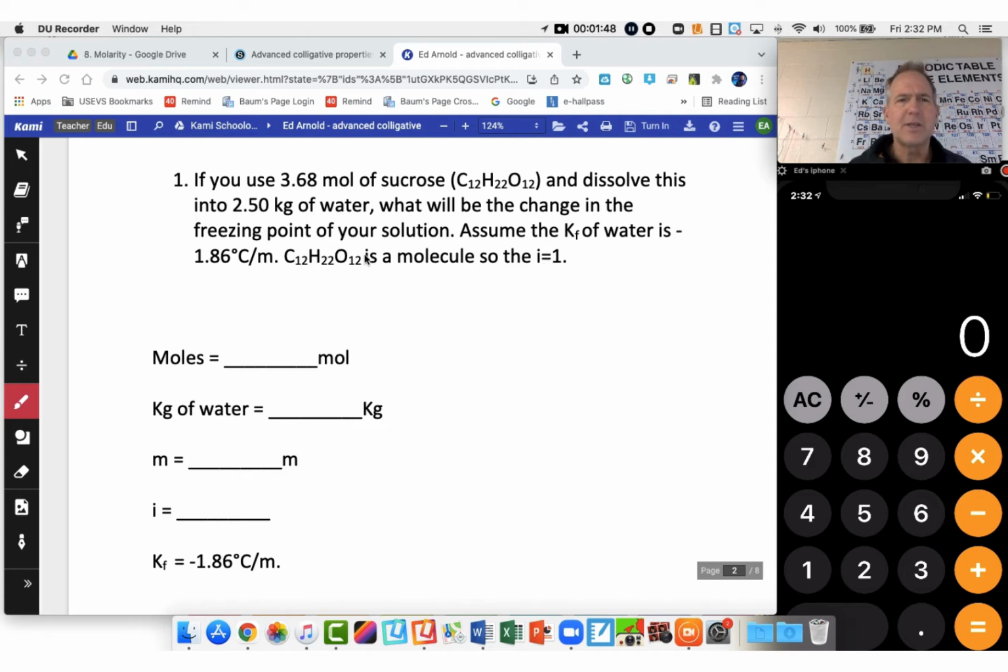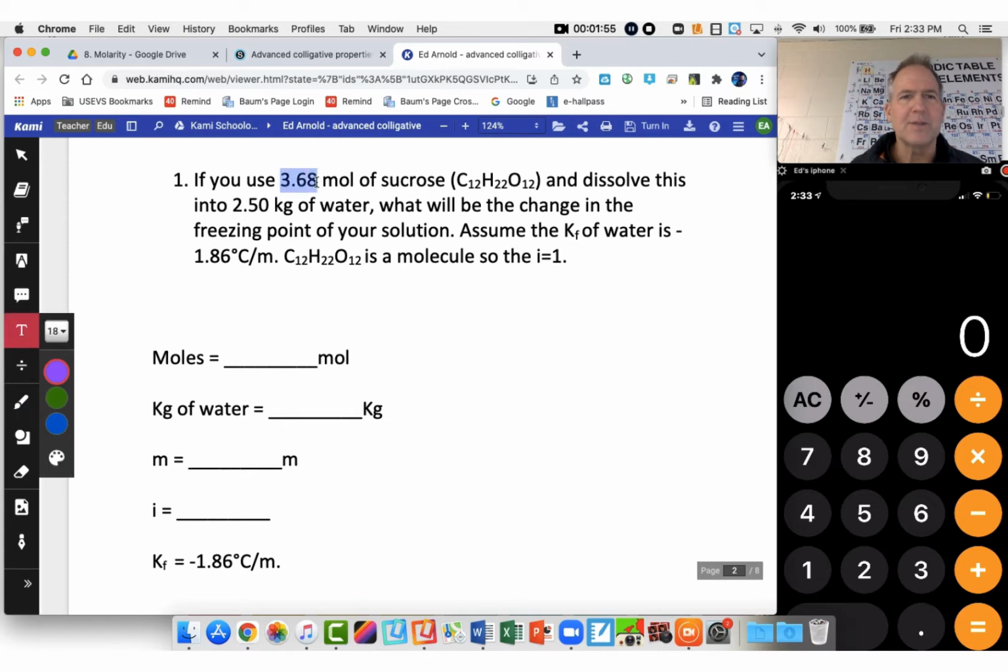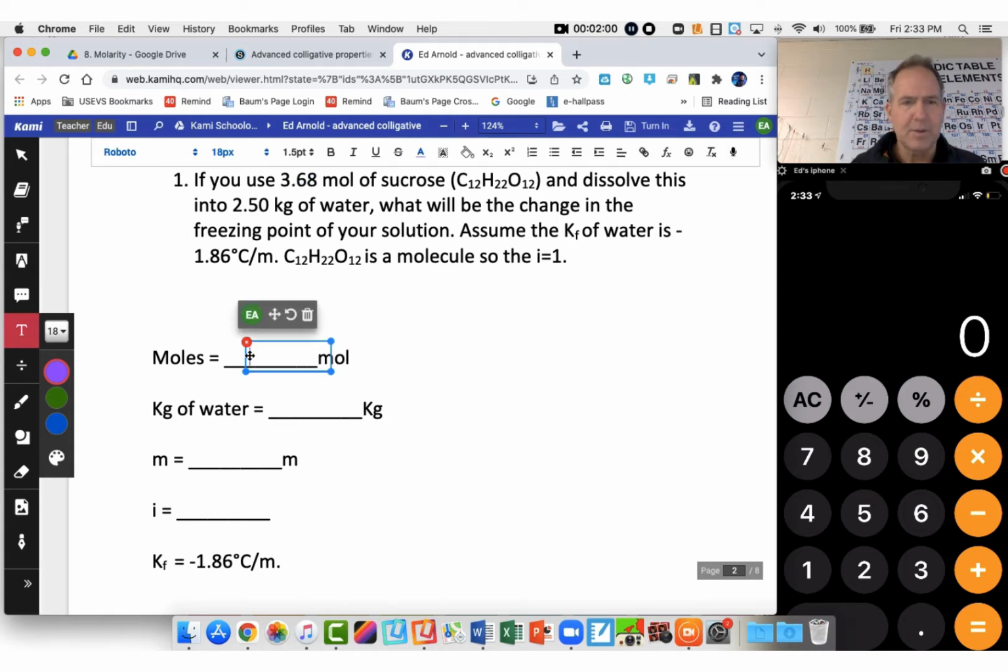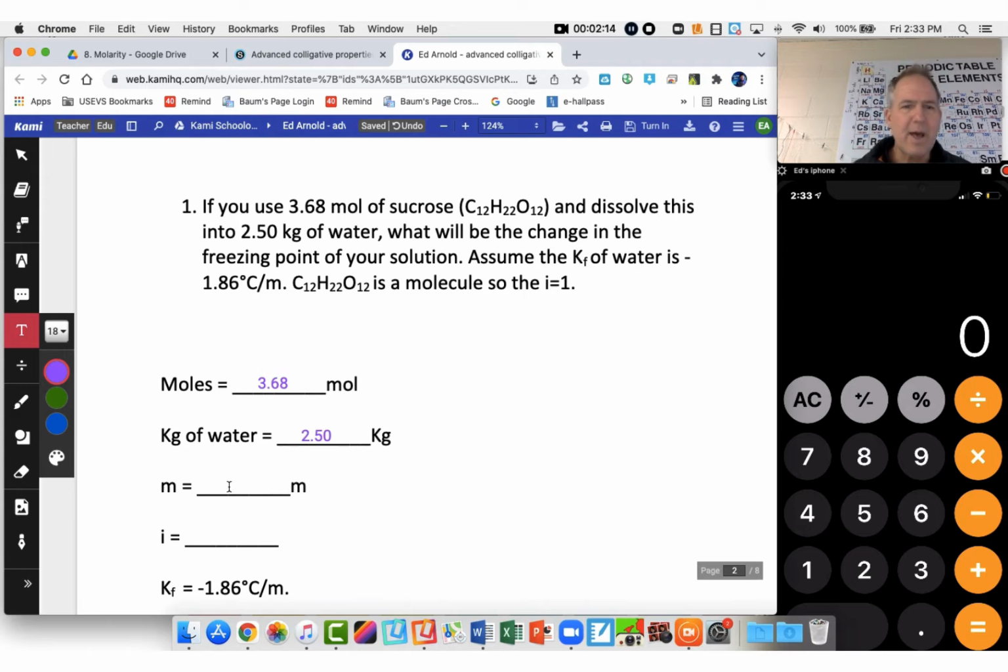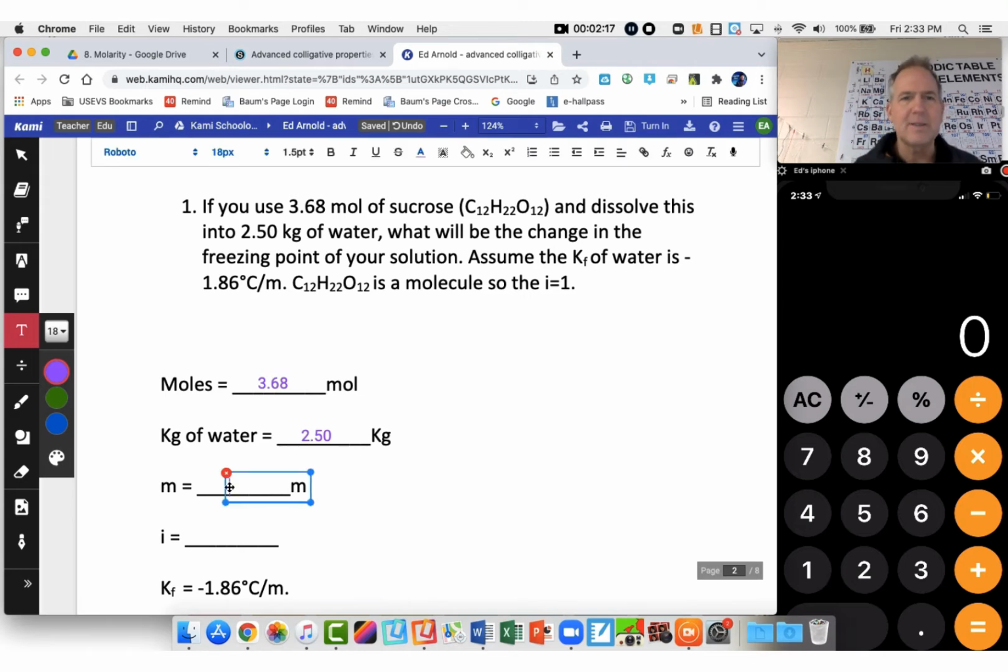So let's get things where they belong. Okay, so if we use this many moles of sugar, let's remember, go to text box, and you don't have to type, you can just copy paste, get the moles in the right spot, and the kilograms of water, put that in the right spot, right? And they want us to calculate the molality. Look at this right here. It doesn't tell us the molality at this point, but those are the two things that we need to know to figure out the molality.